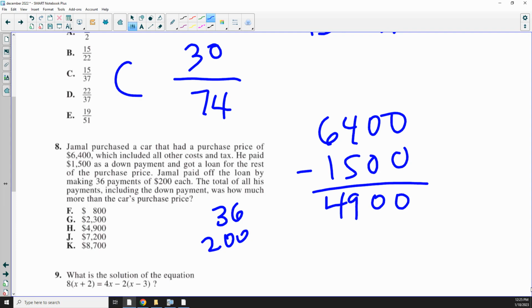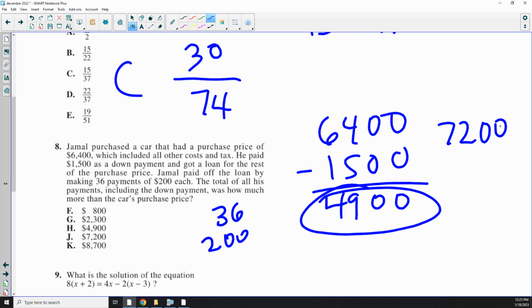So I must have way overpaid. I only owed $4,900, right? And I just paid $7,200. So how much more did I pay? You subtract. Is that easy for y'all? And the answer is clearly G.